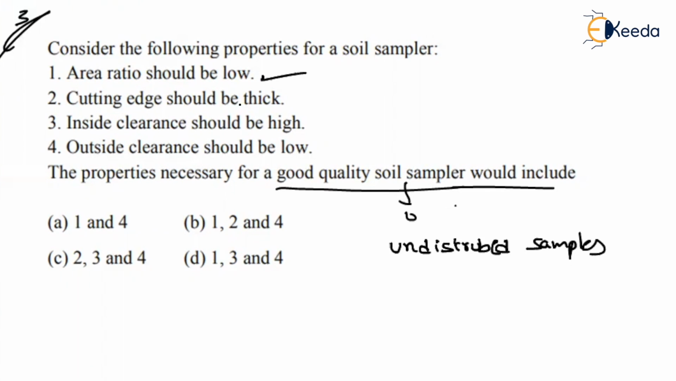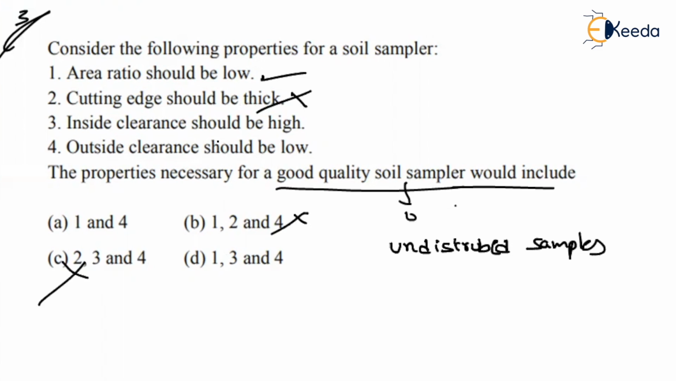What about this? Cutting edges should be thick. If cutting edges should be thick, then those are not sharp. If they are not sharp, then you will get the disturbed soil. That means A is not correct. 2 is not correct. How many options are there with 2? This is also wrong. This is also wrong. Then how many are there?